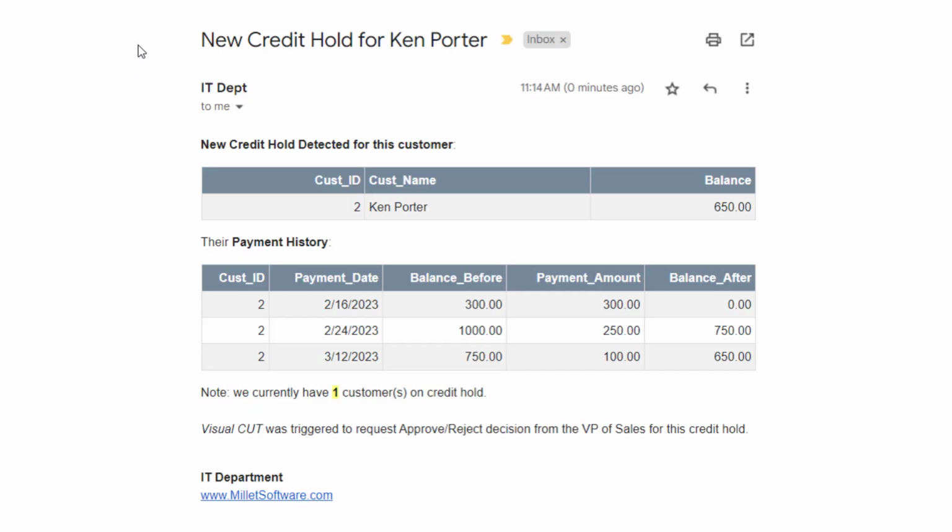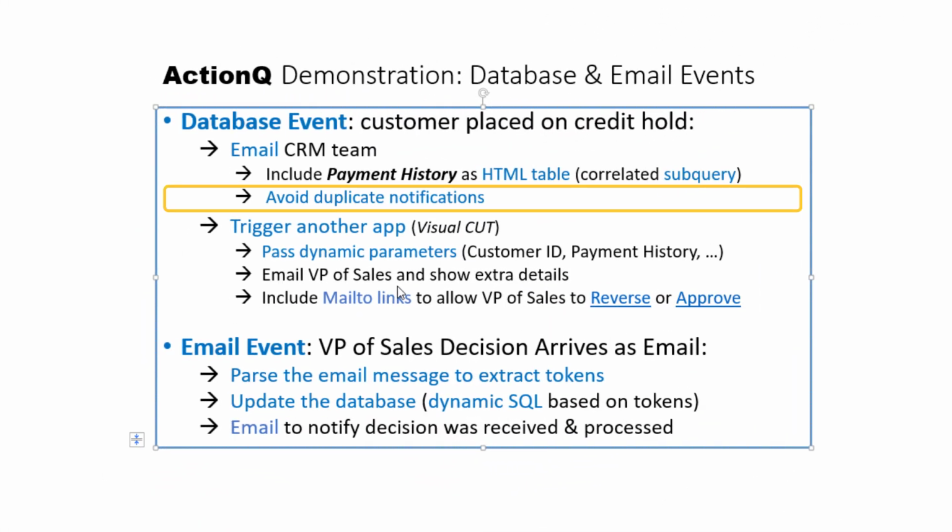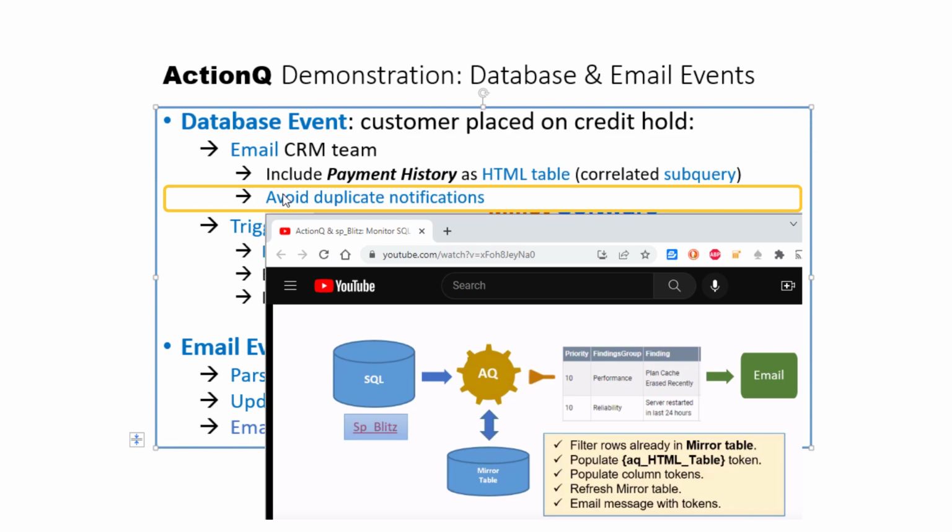The email notification to the CRM team should look like this. It includes 2 HTML tables that provide information about the customer and their payment history. These HTML tables get generated by ActionQ automatically. In the description below, I included a link to a previous video demo that reviews several mechanisms for avoiding duplicate notifications. In our case, we'll be using the mirror table approach.